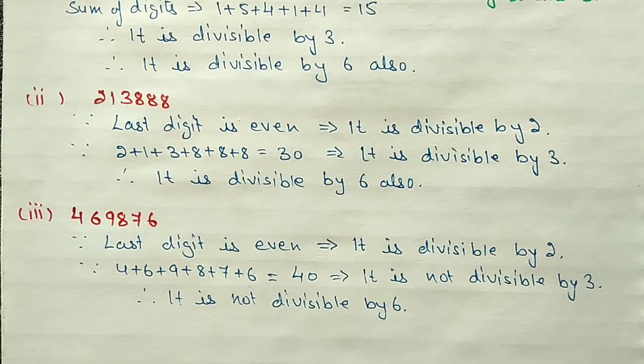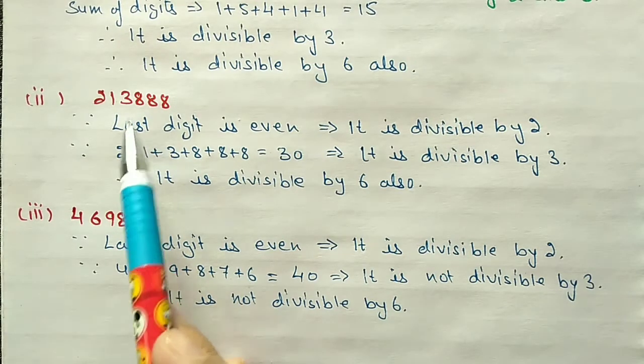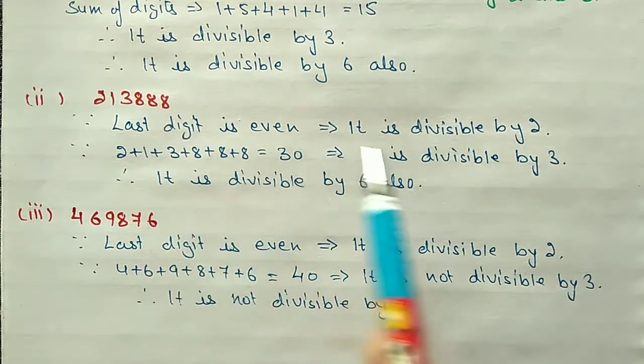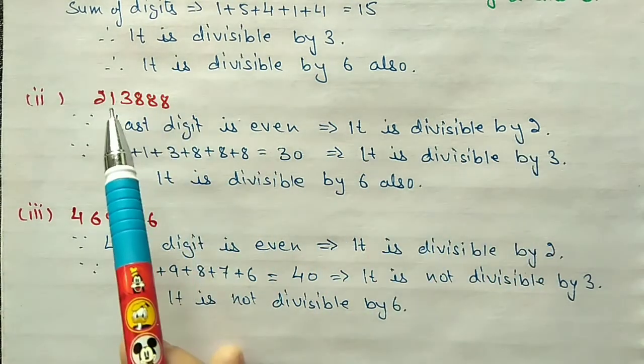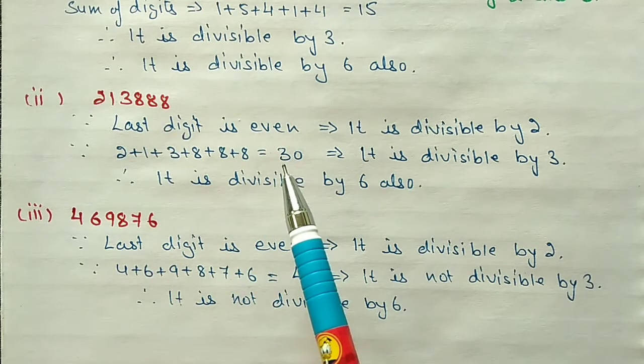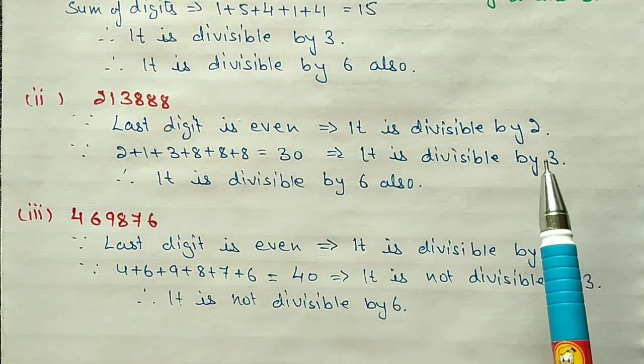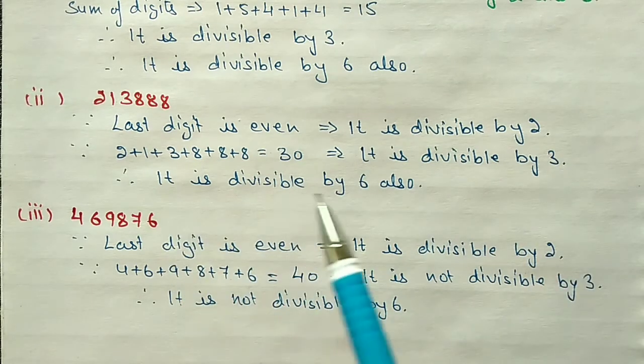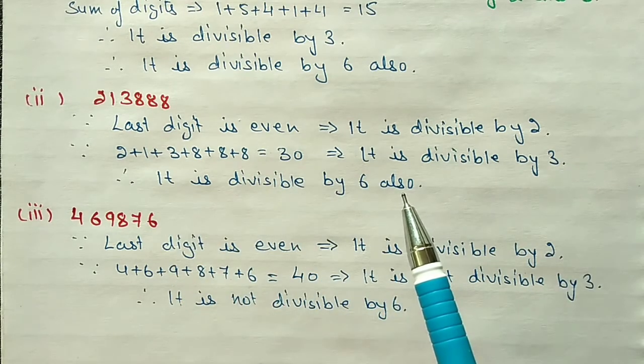Second part, we have 213888. So first we will see the last digit. Because last digit is even, we can say it is divisible by 2. Then we will take the sum of all digits, which is equal to 30, and 30 is coming in 3 table, so it is divisible by 3 also. So we can say this number is divisible by 6 also.